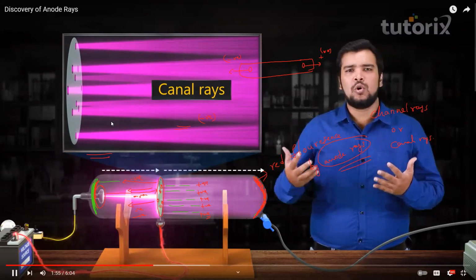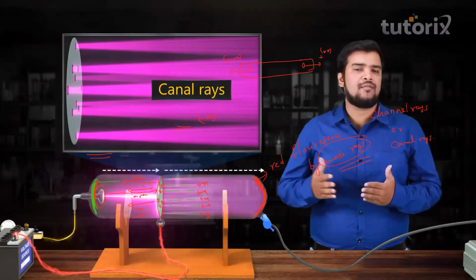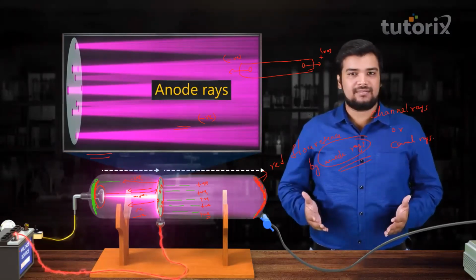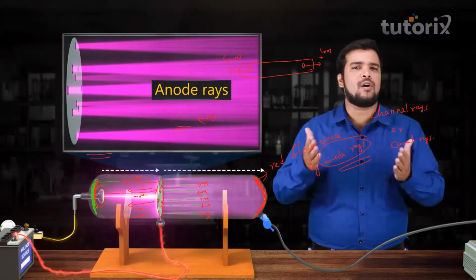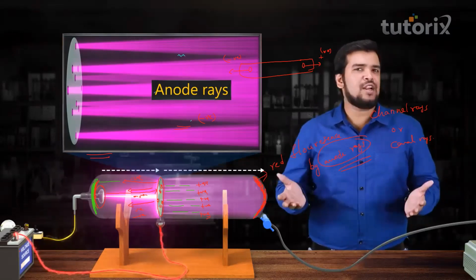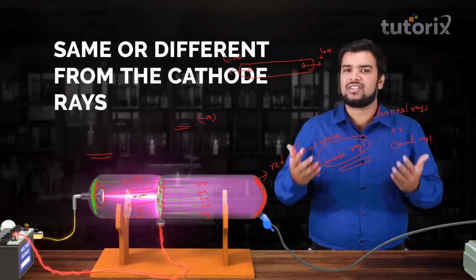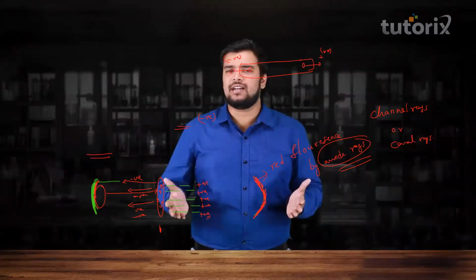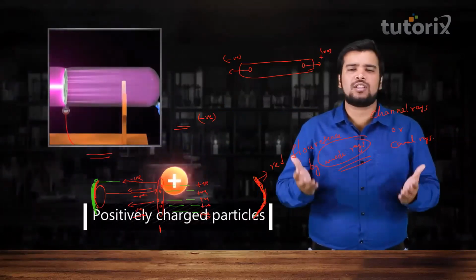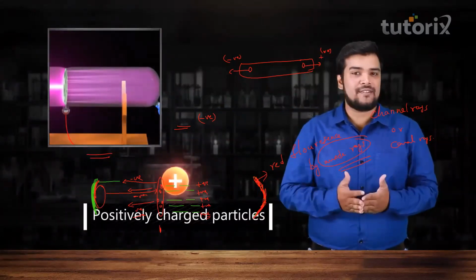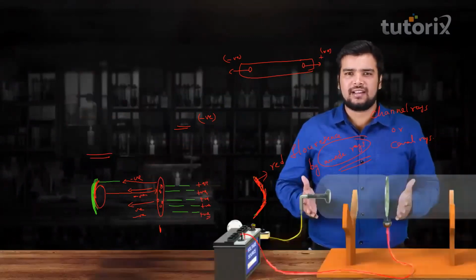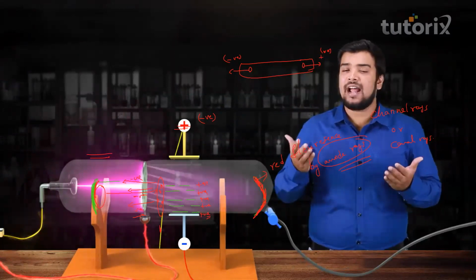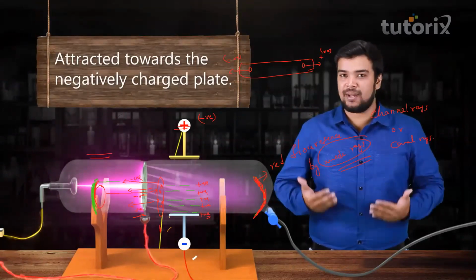Scientists named cathode rays because they were coming from the cathode. Similarly, they named these rays anode rays. So now that we have found this new type of rays, which are anode rays, we need to find out whether their properties are the same or different from the cathode rays. Even though scientists had an idea that these rays are made of positively charged particles, they still had to verify that. So to verify that, they passed these rays through two charged plates and found that these rays were attracted towards the negatively charged plate.